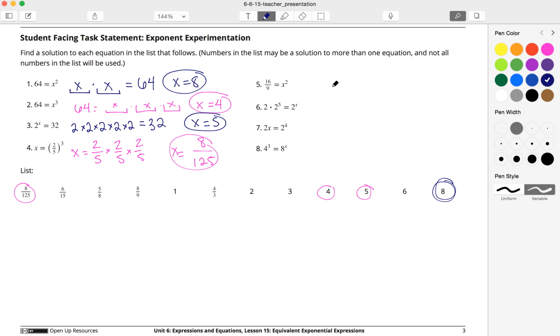For question 5, I have 16 over 9 equals x times x. So which number in this list would make sense? That 16 over 9 looks like that 4 thirds is going to be my answer. X is 4 thirds.